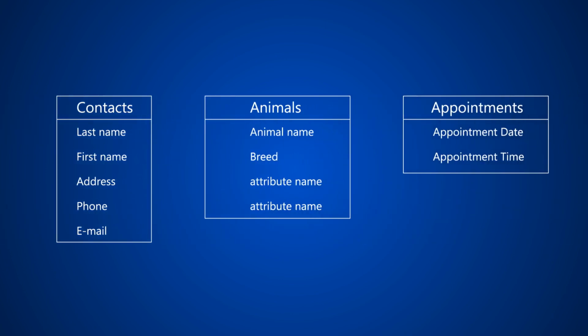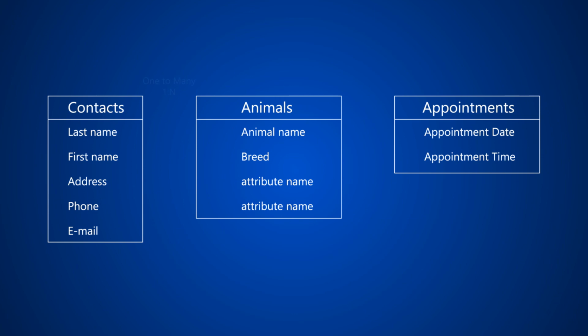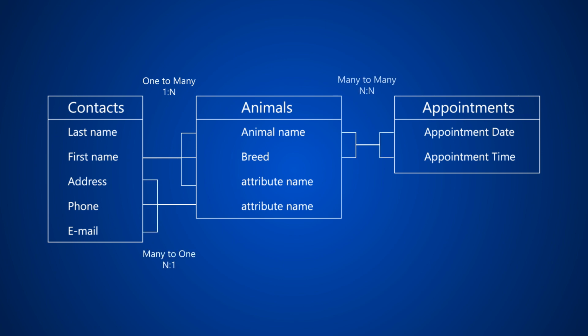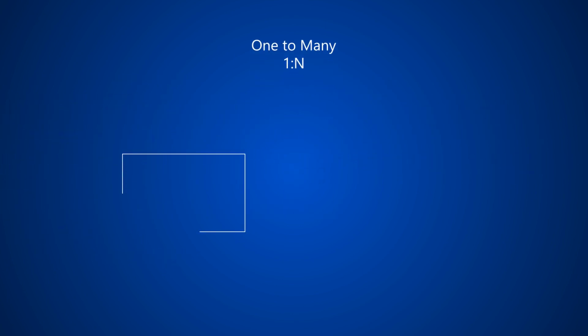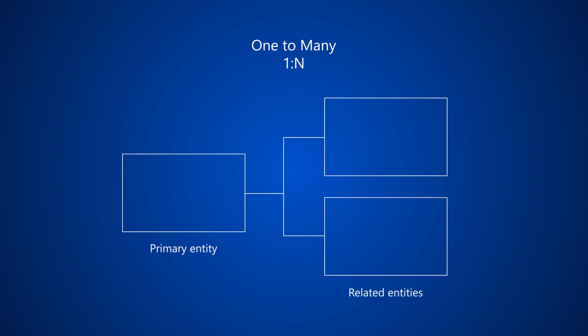You can create 3 types of relationships: one-to-many, which is displayed as 1 to n in the user interface; many-to-one, displayed as n to 1, and many-to-many, displayed as n to n. One-to-many relationships are relationships in which a given record in one entity, the primary entity, is related to more than one record in a second entity, the related entity.